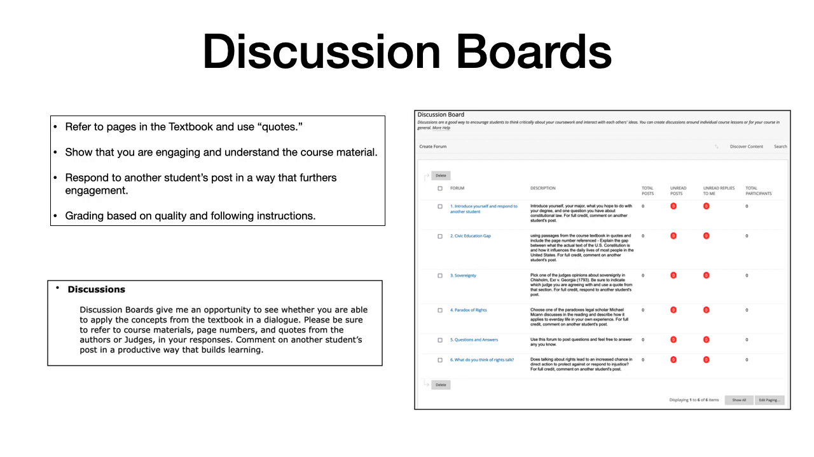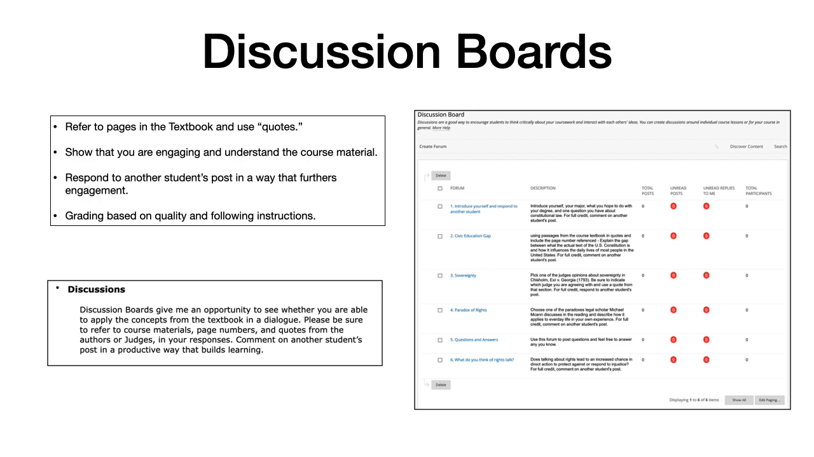Now, the discussion boards, you should really refer to pages in the textbook and use quotes. So, use a specific quote and then actually put the page number that you're getting it from in your answers. That shows me that you're engaging and that you understand the course material.